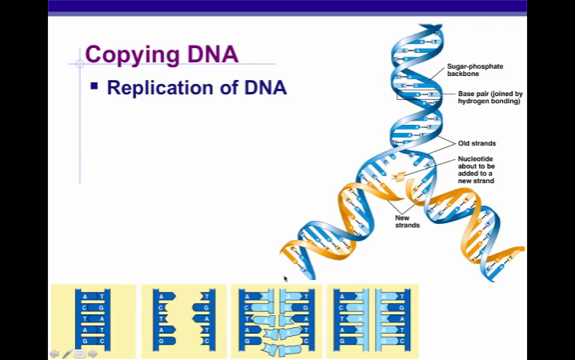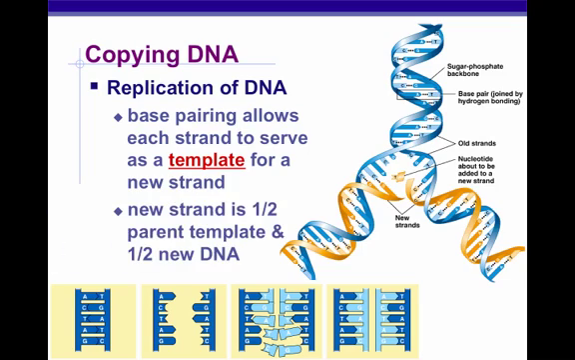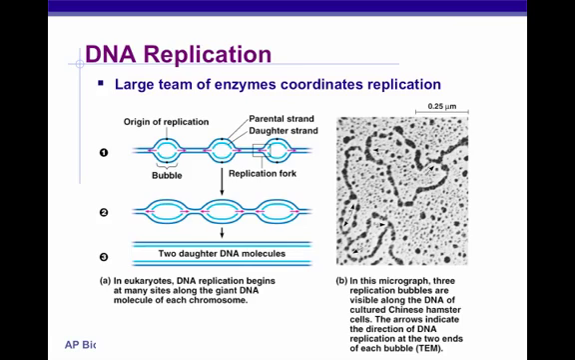So let's look at copying DNA, the replication of DNA. We know that the base pairing allows each strand to serve as the template for a new strand, meaning that it's semi-conserved. The new strand is half the parent template and half the new template. If you want to see how we discovered that it was semi-conservative, please see the 16 DNA history PowerPoint. So DNA replication. You have a large team of enzymes that coordinates the replication. So let's start here with number 1.